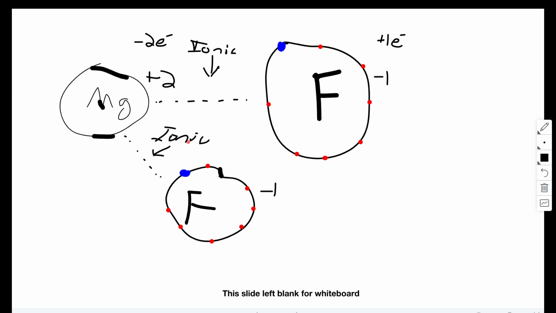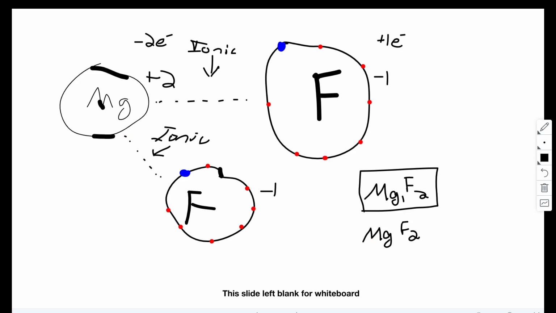Okay. From here, we can also go ahead and write our formula. And the formula states, hey, we have 1 magnesium and we have 2 fluorines. Okay? And because chemists don't like to write the number 1, we're going to go ahead and omit the 1. So we're going to have MgF2.